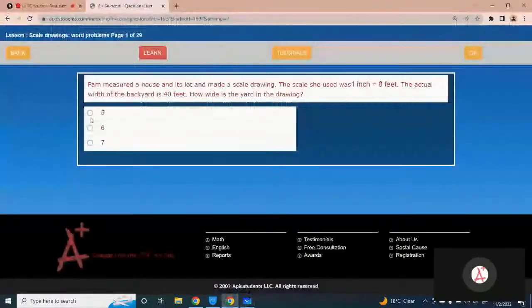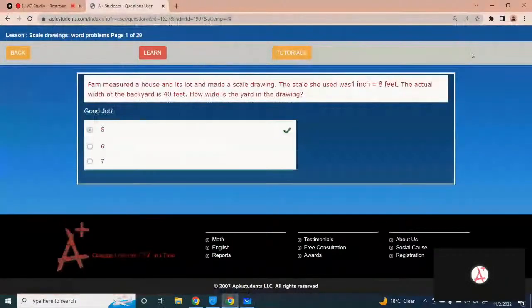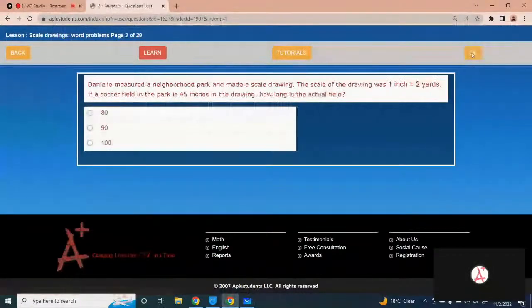Just select the correct option, then click on the OK button. Got it? Okay, if you know the answers, please write the answers in the chat box. If you have any question, any confusion, you can write the question or confusion in the chat box. I'll answer all the questions you have.